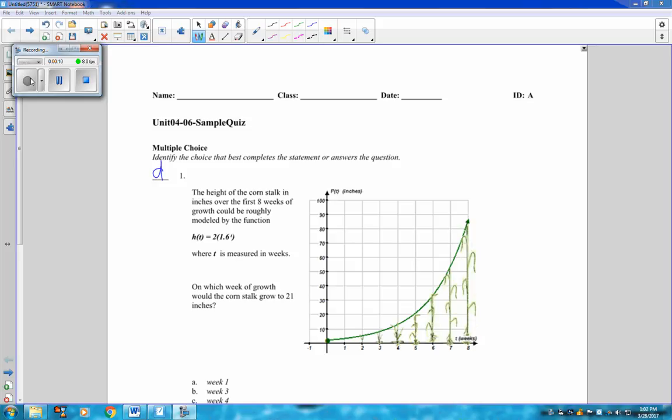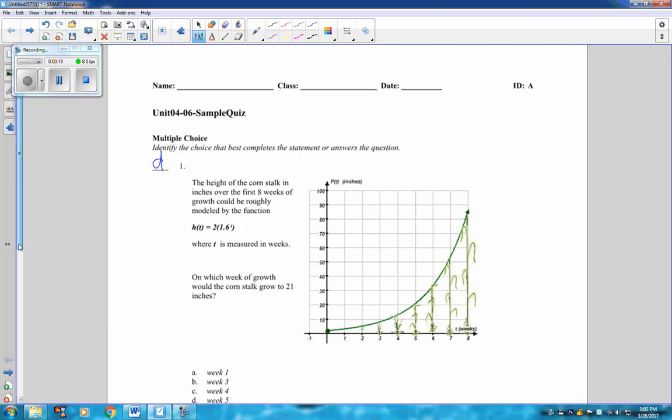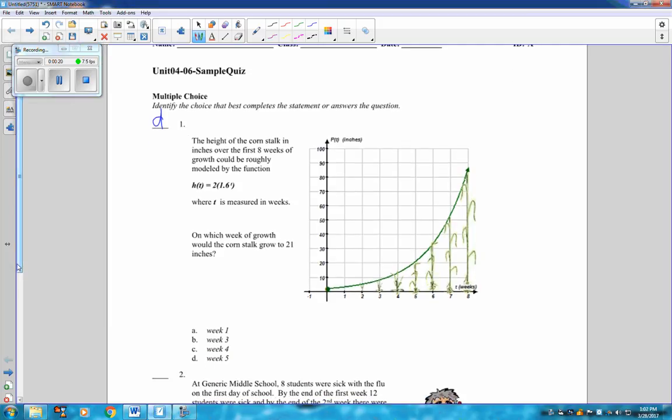The height of the corn stalk in inches over the first 8 weeks of the growth could be roughly modeled by the function h of t equals 2 times 1.6 to the t power, where t is in weeks. On which week of growth would the corn stalk grow to 21 inches? So I want to find out which week would match about 21. So your height is on your y-axis, so it looks like it is about 5 weeks, which is D.